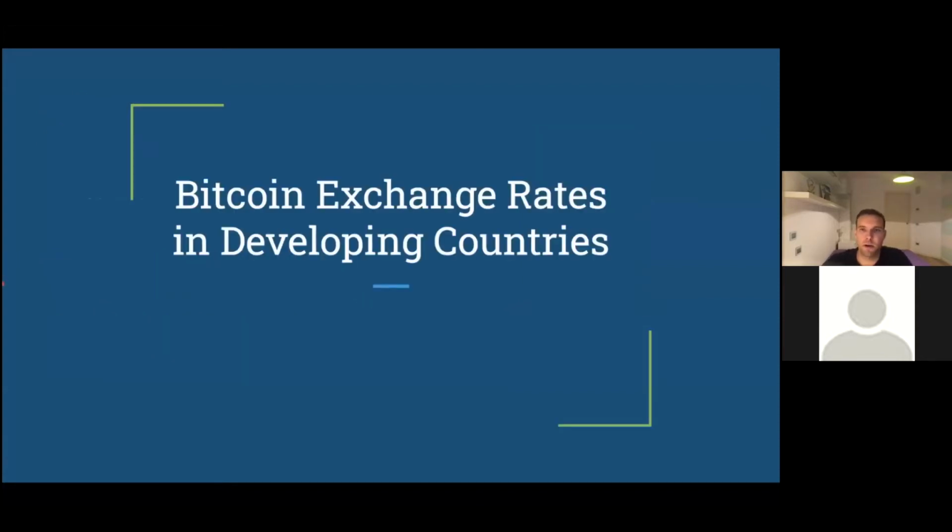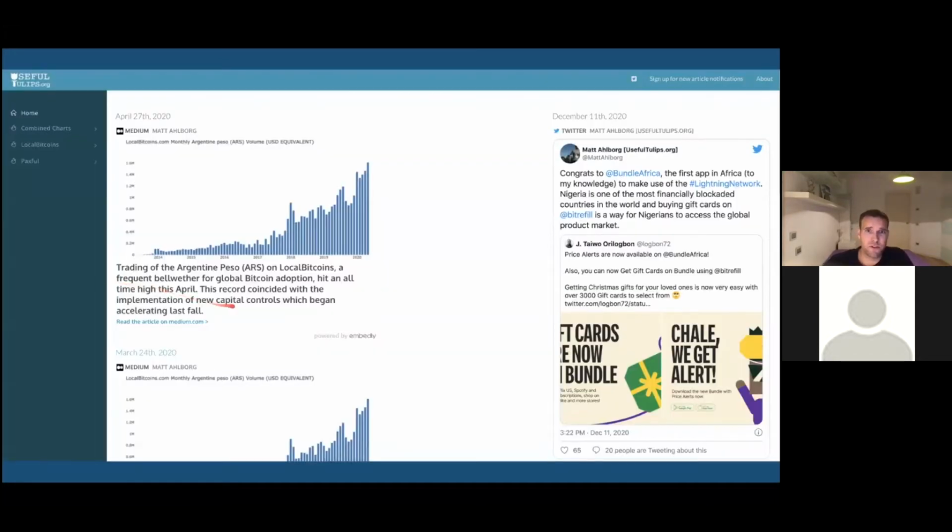So today we're going to talk about Bitcoin exchange rates in developing countries. First, I'd like to talk about my website. It's called usefultulips.org. In the middle, I release heavy research pieces a couple times a year. On the right, occasional data-driven tweets, but most importantly, on the left, I follow the Bitcoin trading activity of two of the most popular platforms in the developing world, and those are Local Bitcoins and Paxful.com.